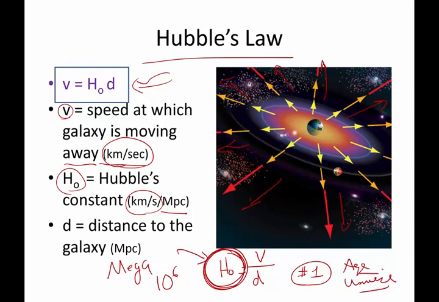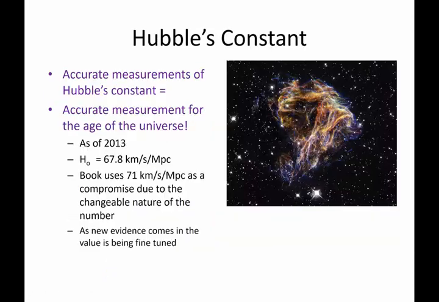And so work being done in astronomy today, much of it is fine-tuning what exactly that constant should be. So accurate measurements of the age of the universe, as I mentioned, is totally dependent on the value we get for Hubble's constant. In 2013, Hubble's constant was at 67.8 kilometers per second per megaparsec. Your textbook uses 71 kilometers per second per megaparsec. And this value is all going to be really similar, but it is going to vary slightly as we get better data about distances to galaxies and speeds of galaxies.